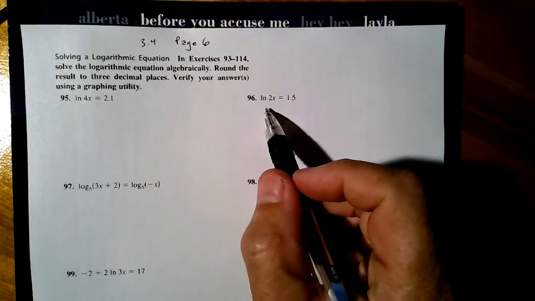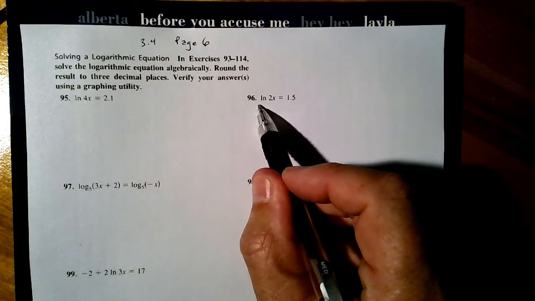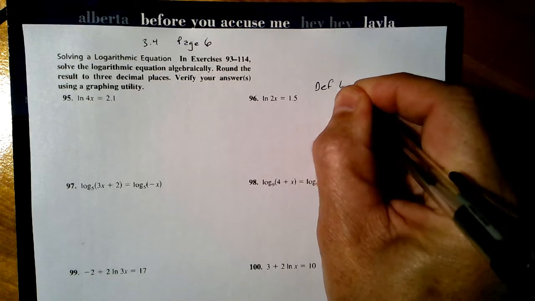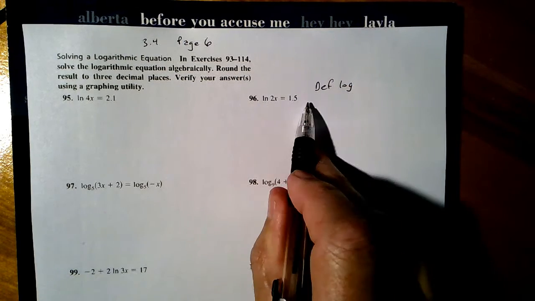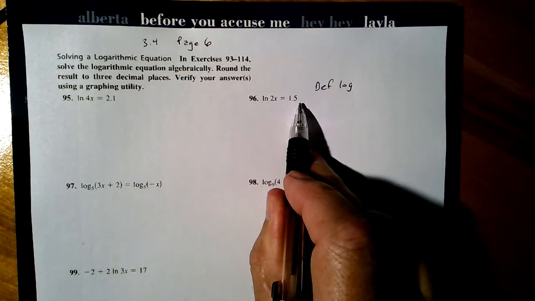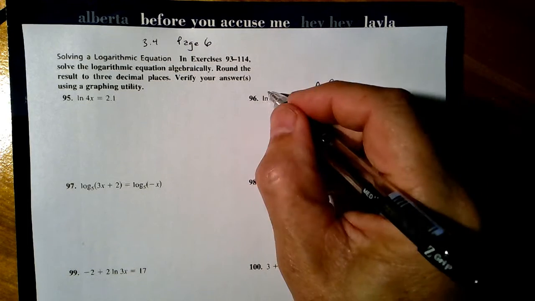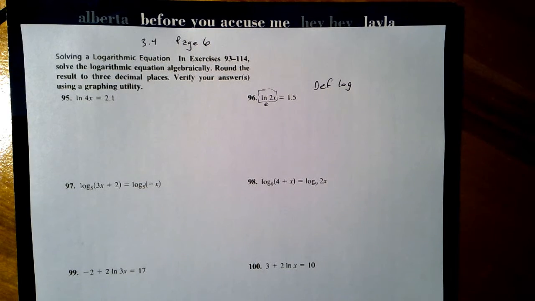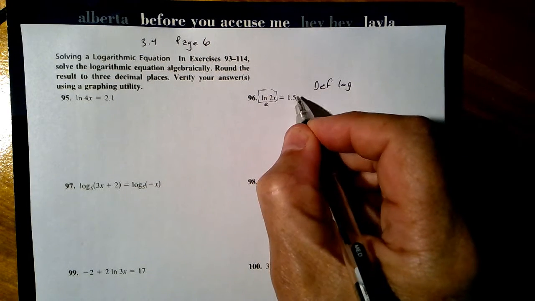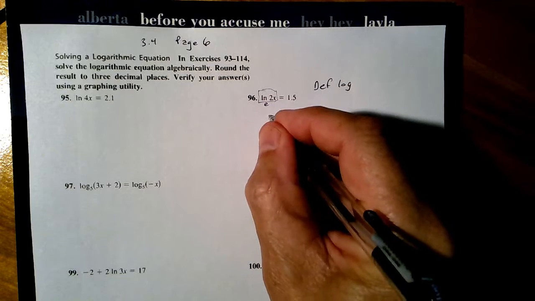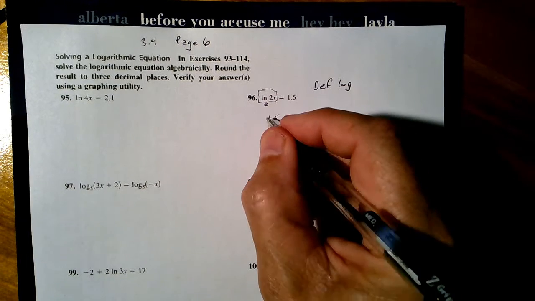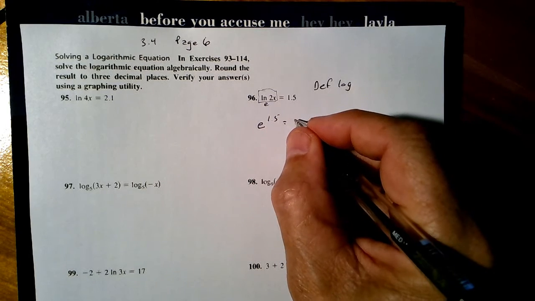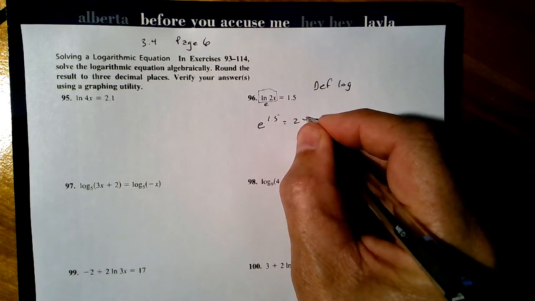Okay, so here I've got plain old ln, I like that being all alone, equals 1.5, and this is a definition of log problem. If I can get plain old ln equals, or plain logarithm equals a number, definition of log. So this is the exponent that turns e into 2x, but this is 1.5. So 1.5 is the exponent that turns e into 2x.